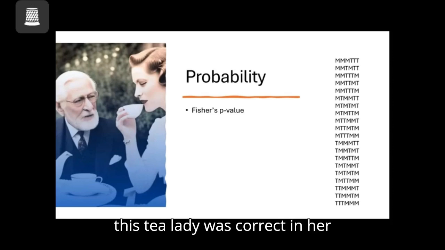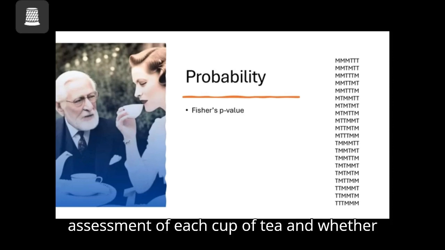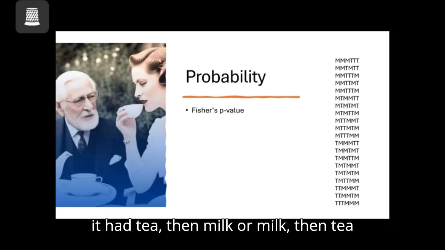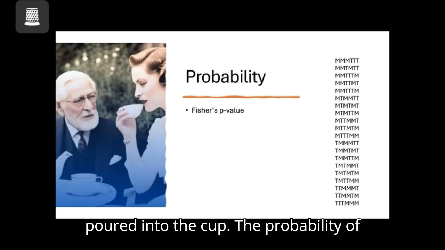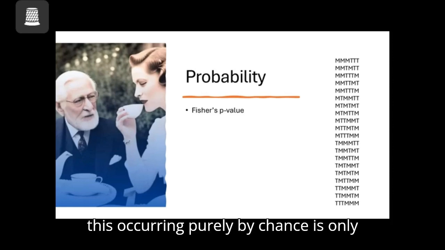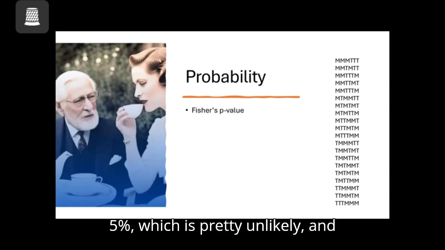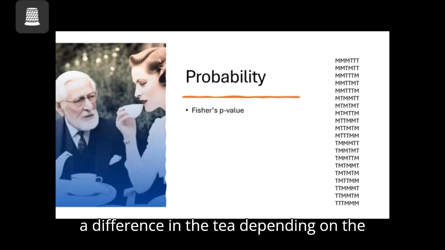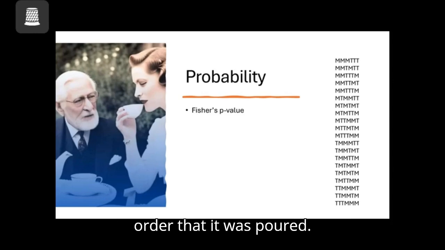So let's say this tea lady was correct in her assessment of each cup of tea and whether it had tea then milk or milk then tea poured into the cup. The probability of this occurring purely by chance is only 5%, which is pretty unlikely. And that lends support to her argument that she is able to taste a difference in the tea depending on the order that it was poured.